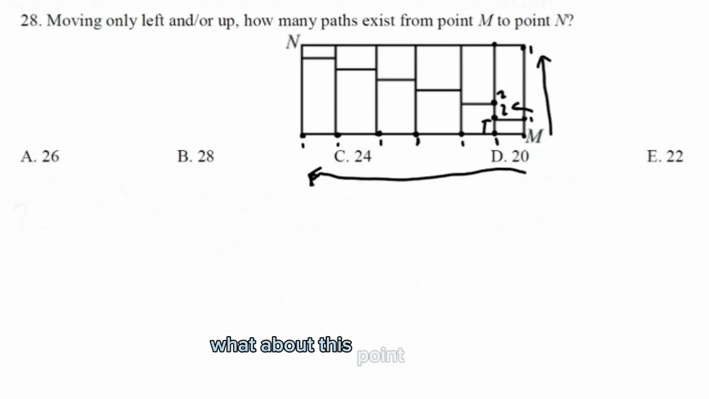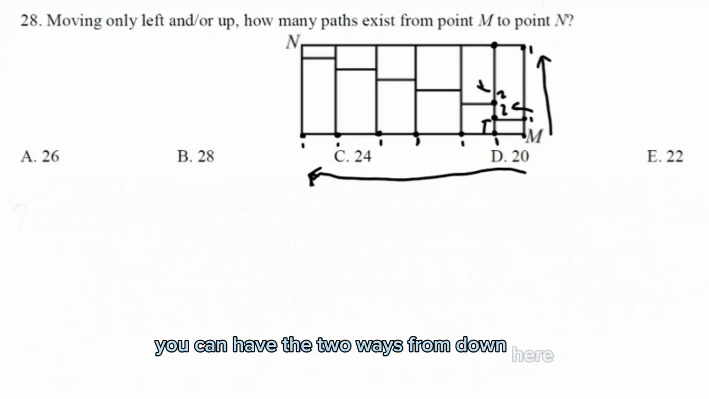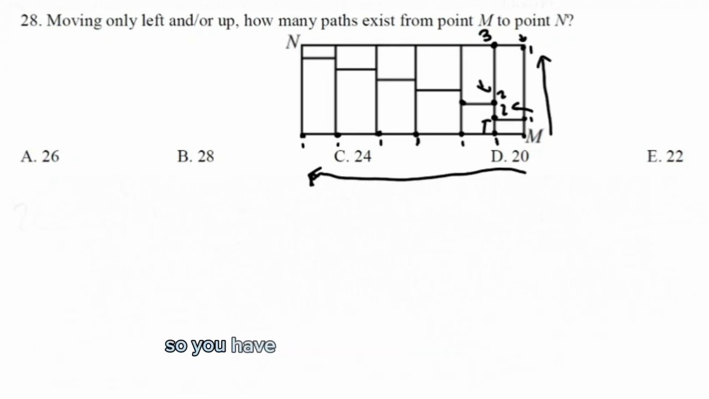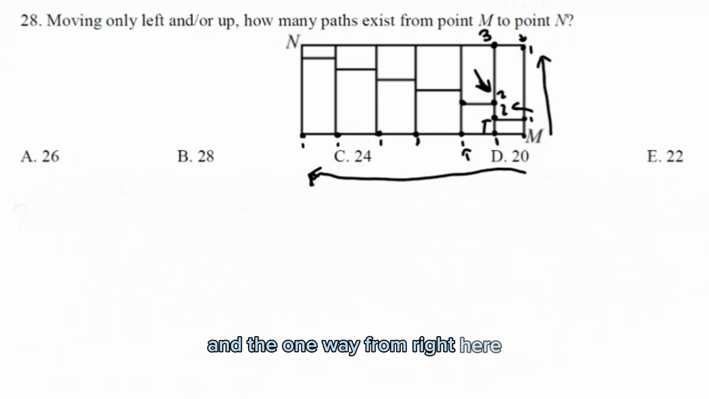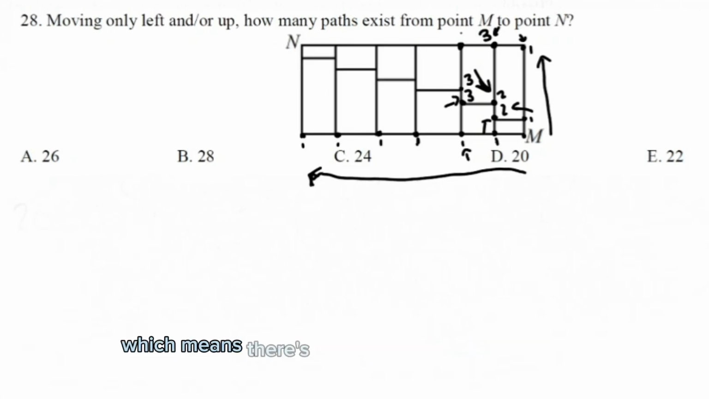However, what about this point right here? To get to here, you have the two ways from down here, and you have the one way from here. So there's a total of three ways here. Now let's go on to here. So you have the two ways from right here, and the one way from right here. So there are three ways to get here, and three ways to get here as well, as seen earlier with the 2 and 2. So how many ways are there to get here? Well, there's three ways from this side, and three ways from this side, which means there's a total of 6 ways on this side. And the pattern keeps going.